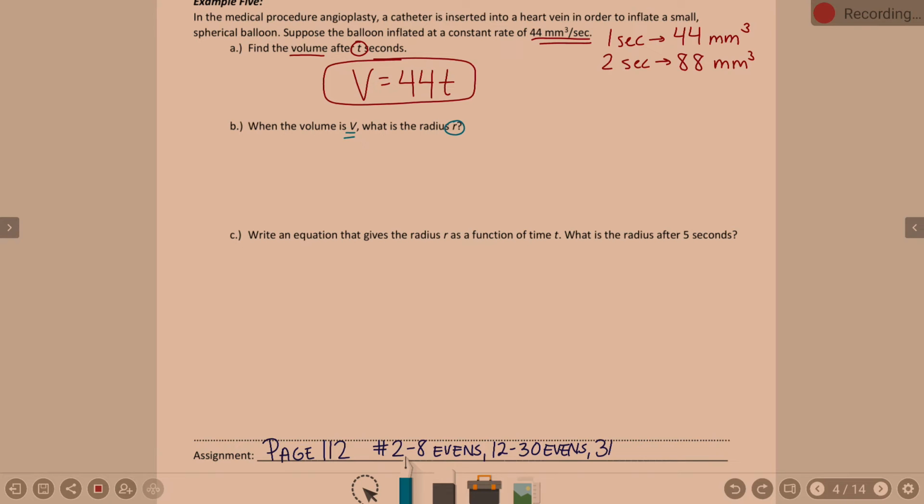Circumference, diameters. Pi r squared. We're on the right track. Okay, well, I need volume. Now, let's back up here for a moment. What shape are we talking about? A balloon, a circle. Okay, it did say a spherical balloon, yes?